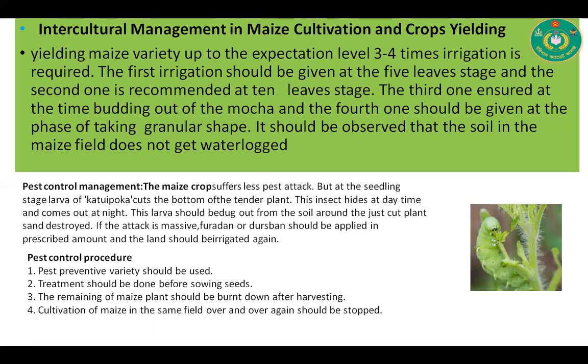Pest control procedure. Pest preventive varieties should be used. Treatment should be done before sowing seeds. The remains of the maize plant should be burned down after harvesting. Cultivation of maize in the same field over and over again should be stopped.